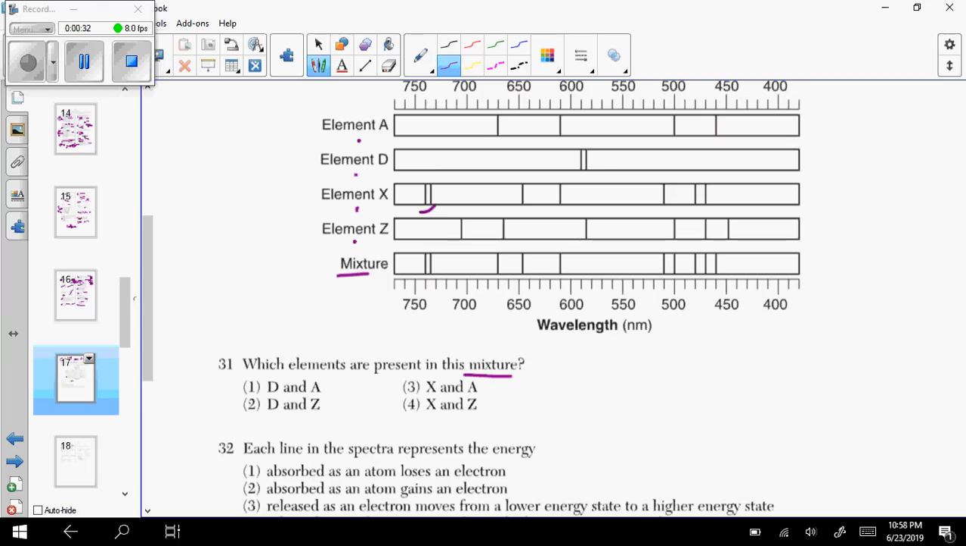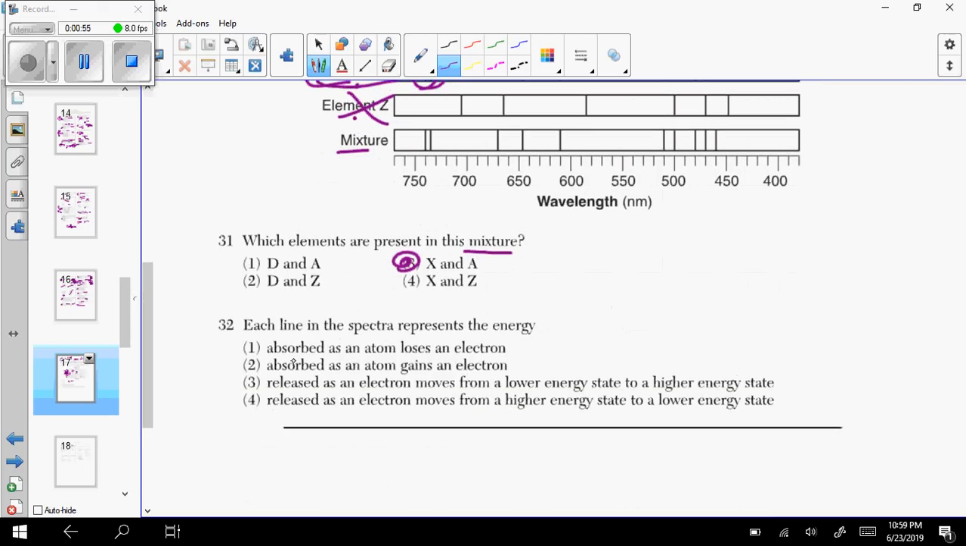So these two lines look like they're coming from element X, so X is in there. This line isn't shown, so Z is not in the mixture. This line looks like it's coming from element A, and then I'm just going to zoom over and see what's in D. D has these two lines, and they are not in the mixture, so D is not there. So I want A and X.